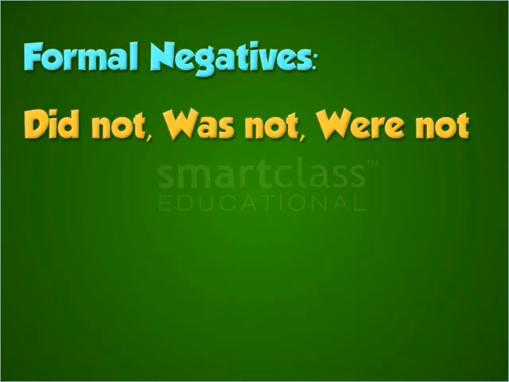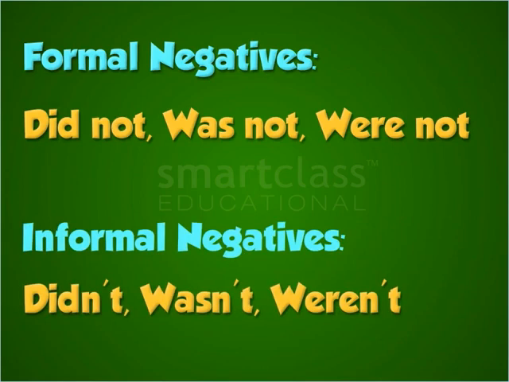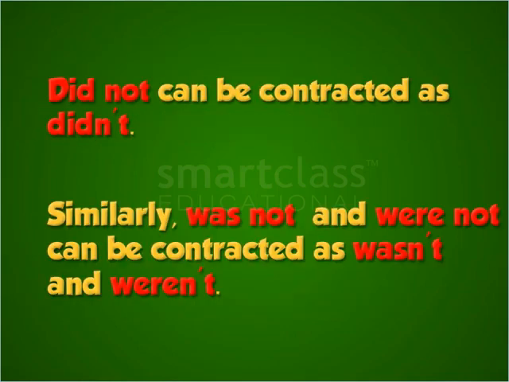Here's something for you to know. Did not, was not and were not are called formal negatives, and didn't, wasn't and weren't are called informal negatives.